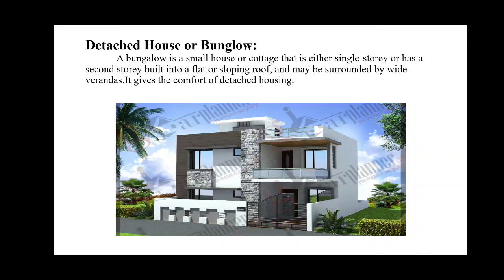Next is a detached house or a bungalow. A bungalow is a small house or cottage that is either single story or has a second story built into a flat or a sloping roof and may be surrounded by a wide veranda. It gives the comfort of detached housing. Here, it should be clearly noted that detached housing or bungalows provide us with utmost privacy. One can live in a detached house or a bungalow with utmost privacy and have his living leisure and comfort as compared to the row house or an apartment or an ownership flat scheme.